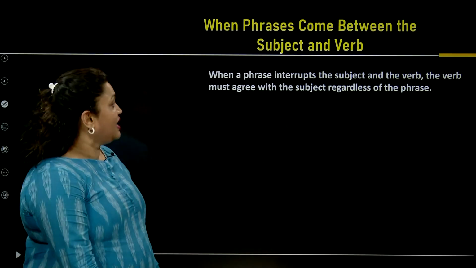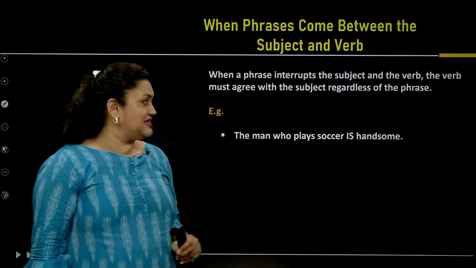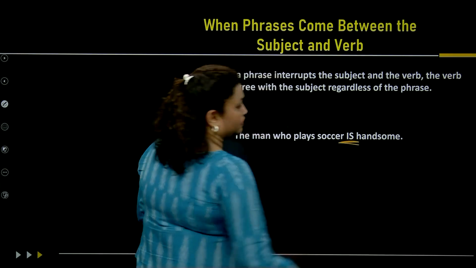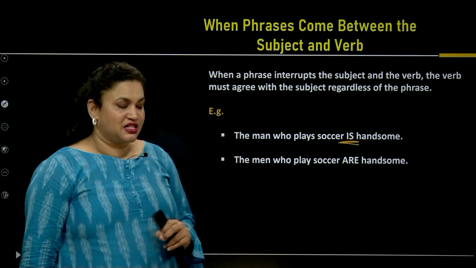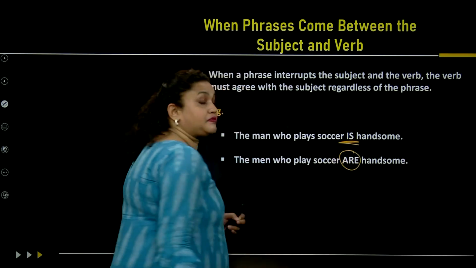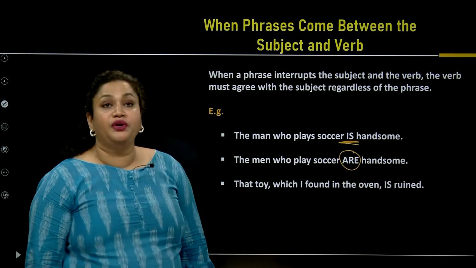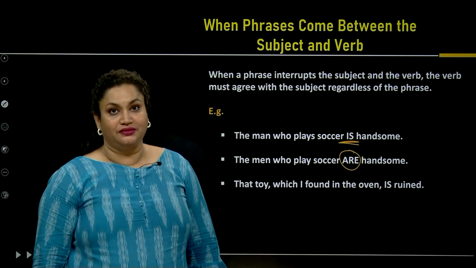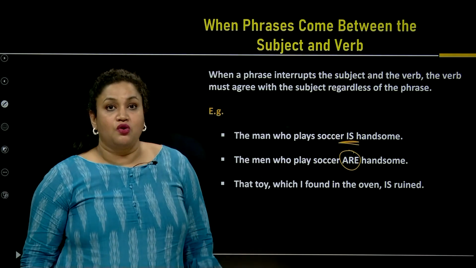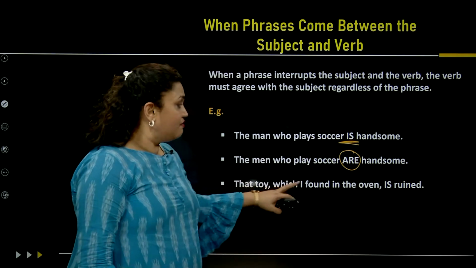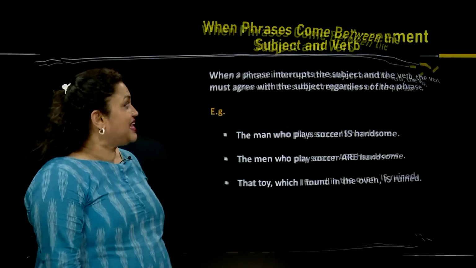Okay, so the example for this is: a man who plays soccer is handsome. This is important. The men who play soccer are handsome. So what are there in the bold letters? You have to use them. The same way, that toy which I found in the oven is ruined. Okay, so that is also very important to understand, what goes where. For example, "that toy which I found in the oven are ruined" will ruin the sentence also. Okay, that's about this thing.